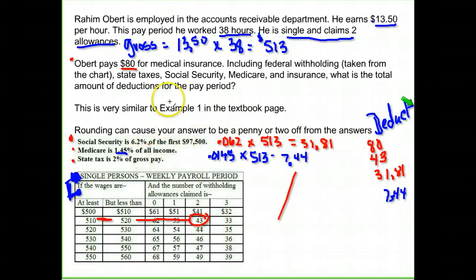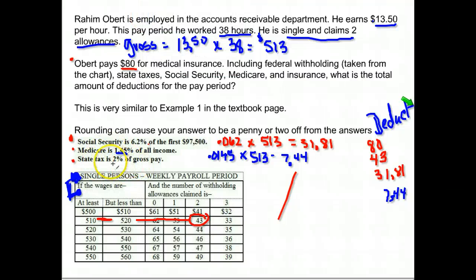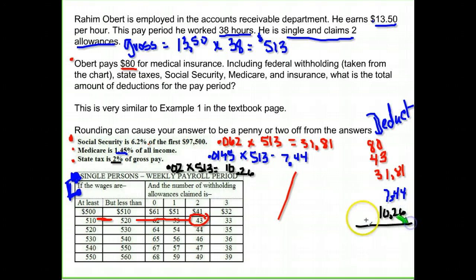These are my deductions over here. I have one more that they mentioned, and that is my state tax. It's at 2%. Move the decimal 2 places to the left, that gives me 0.02, and multiply by his pay of $513. And it is $10.26. So that is my last deduction that they mentioned. All they mentioned was insurance and then our taxes, and we have them all. We have the tax from the tax table, and we have these three that we calculated.